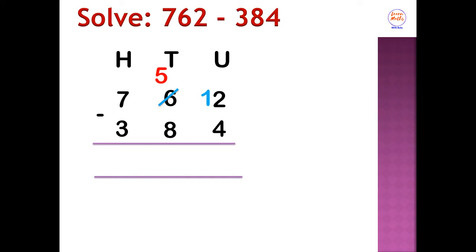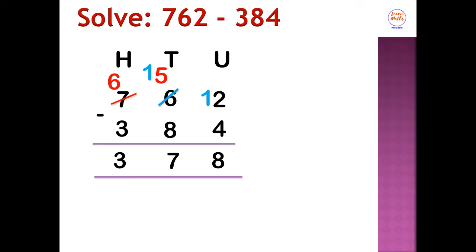Don't forget, why did we put the 1 in front of 2 and not say 3? Because our 1 is tens and it is coming from tens to units. So we are going to add it as 10 plus 2. Good. 12 minus 4 is 8. And this 5 is also less than 8. So we borrow 1 from 7, which is 6. 15 minus 8, 7. Then 6 minus 3 is 3.